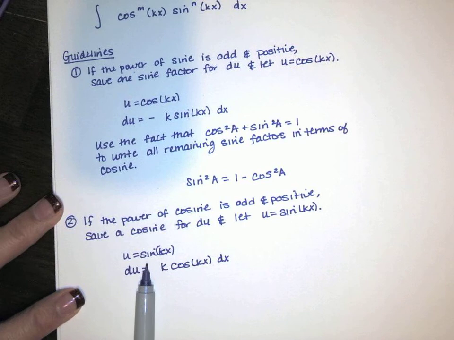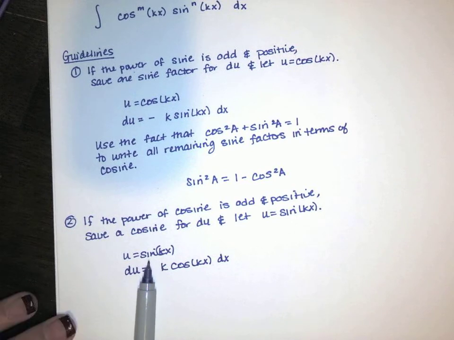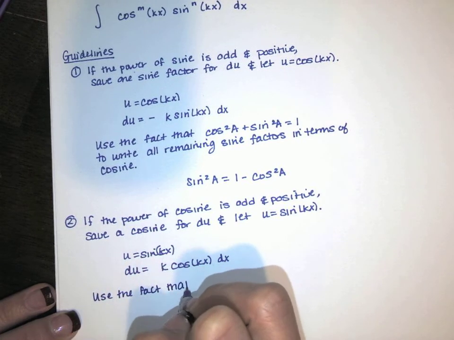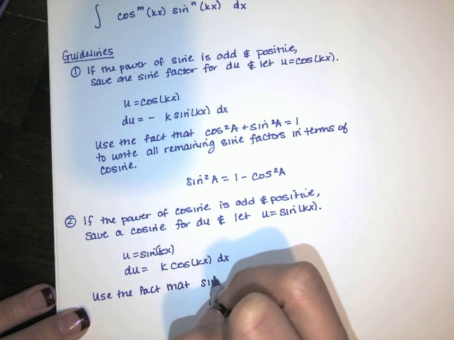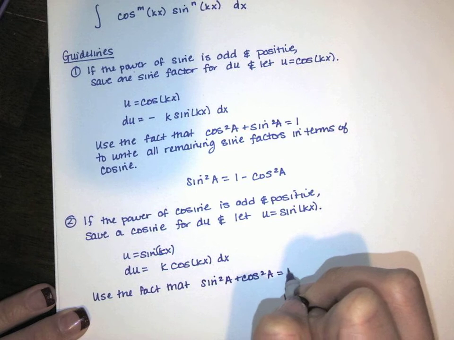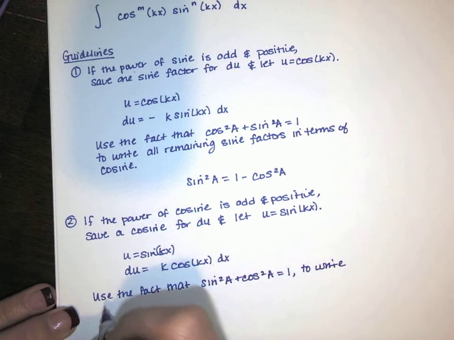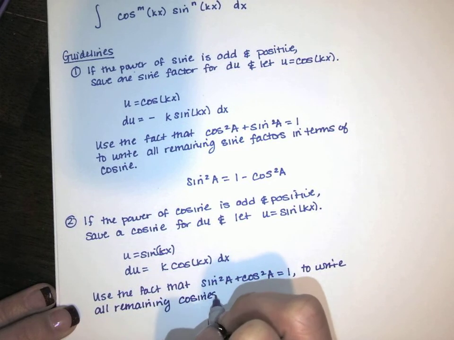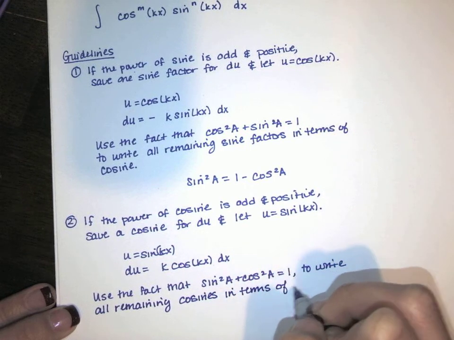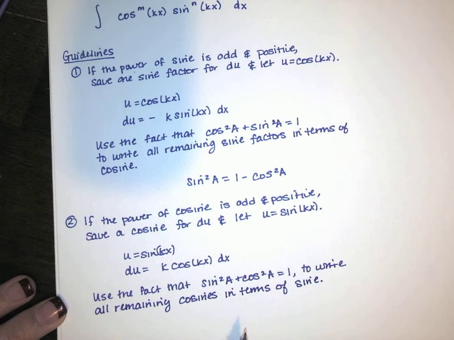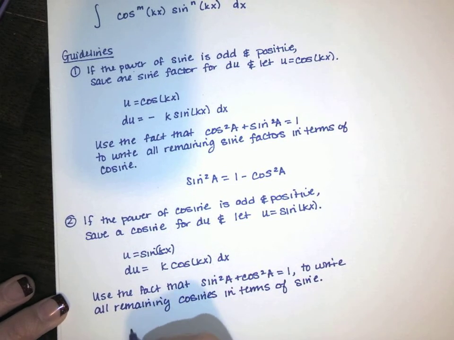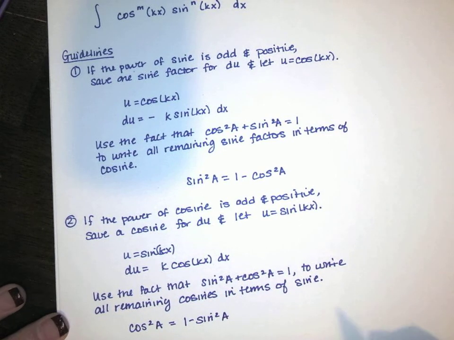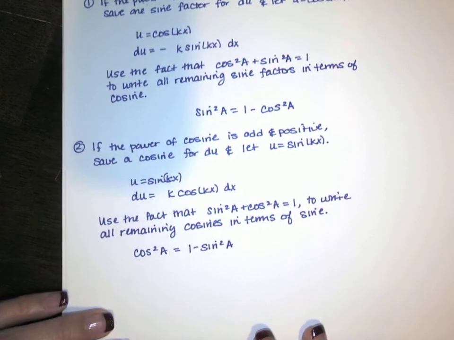And since u is sine of kx, we're going to want everything that's left in terms of sine. So we'll use the fact that sine squared plus cosine squared is 1 to write all remaining cosines in terms of sine. So I'm going to solve this equation for cosine squared, and everywhere I see a cosine squared, I'm going to replace it with 1 minus sine squared. That's if the power of cosine is odd and positive. We make this substitution.